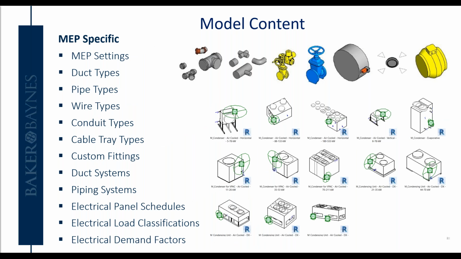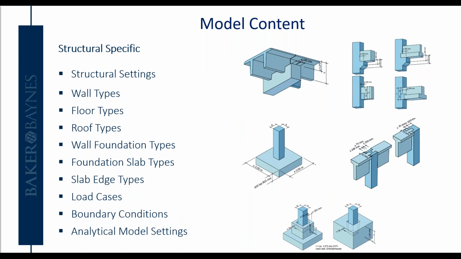Then if you're working on a MEP specific project or template, this will include things like your MEP settings, duct types, pipe types, wire types, and then also things like your electrical panel schedules, electrical load classifications, and electrical demand factors. For your structural specific templates, you can include things like your structural settings, also then your wall, floor, and roof types, things like your foundation types, and also things like boundary conditions and analytical model settings.